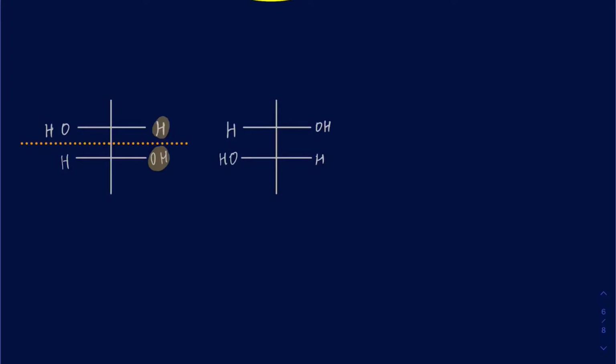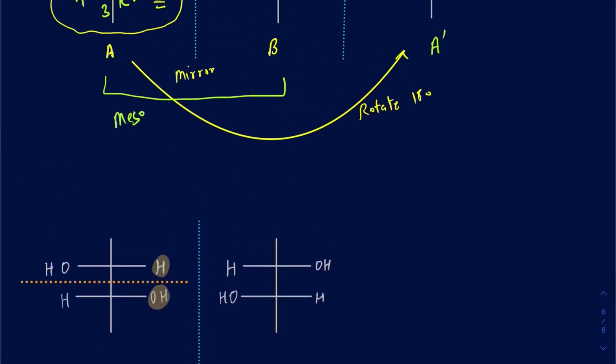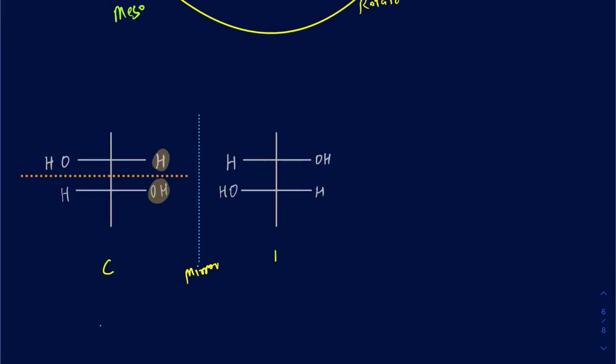And then the other way you can check, you can rotate the molecule by 180 degrees. So if I go ahead and draw a mirror here, and then I go ahead and flip this molecule. So right now, I'm going to call this molecule C here, call this D here. Okay, the relationship between C and D seems to be enantiomers because C and D are going to be non-superimposable mirror images of one another.